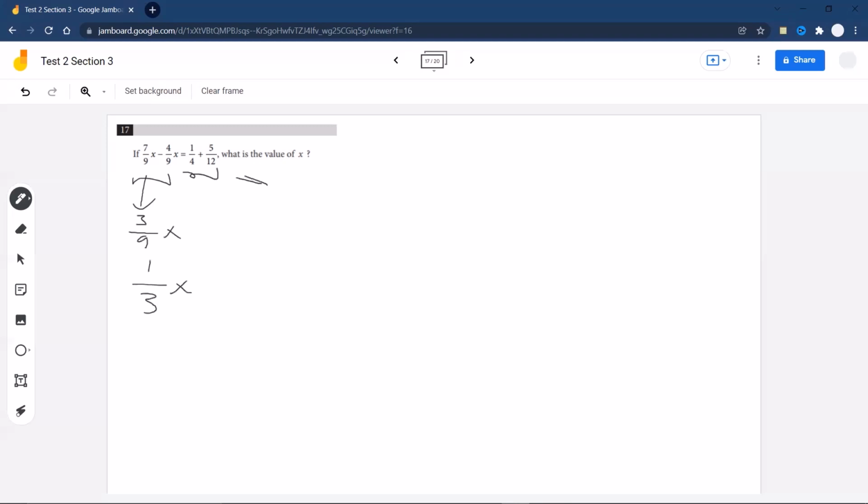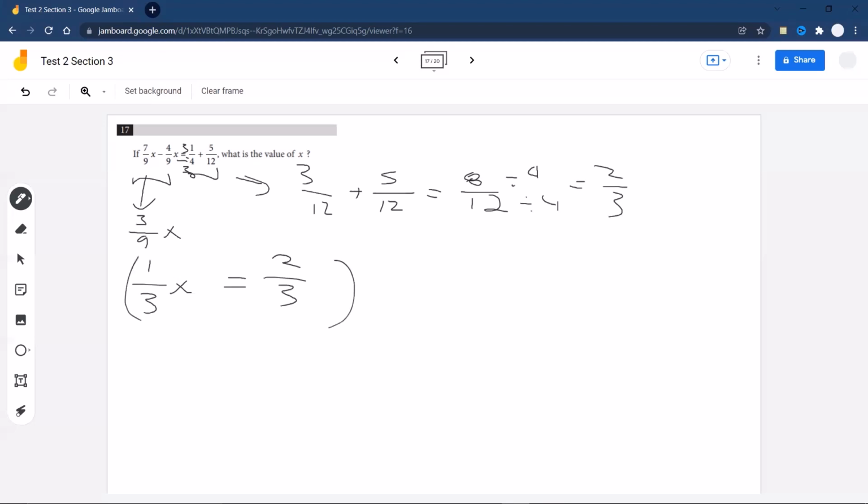And then we can clean up this part here. We can multiply the top by 3 and the bottom by 3, and we'll get 3 over 12, right? Plus 5 over 12, that's going to give us 8 over 12. And of course, 8 over 12, if we divide both by 4, is the same as 2 over 3. So this is equal to 2 over 3.